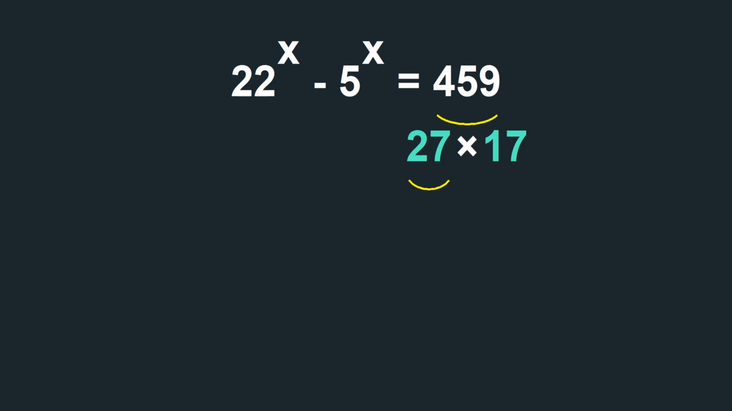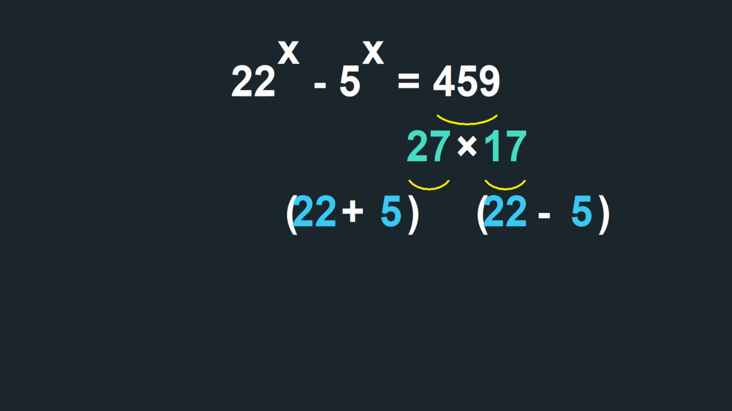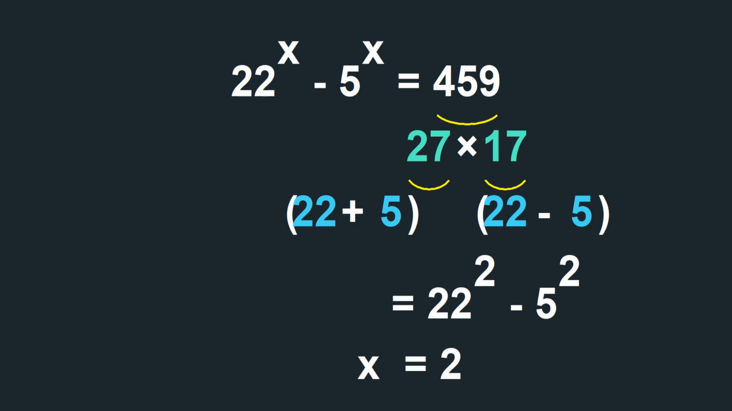Next, we are going to break down 27 into the summation of 22 plus 5 and express 17 as 22 minus 5. And now we have the difference of two squares form, which can be written as 22 to the power 2 minus 5 to the power 2. By comparing both sides of the equation, it's clear that x equals 2, and this is our final answer for this problem.